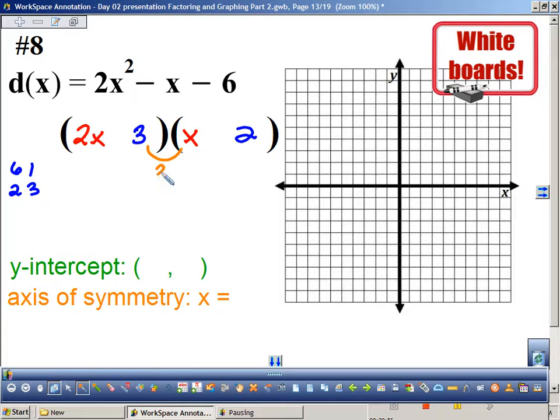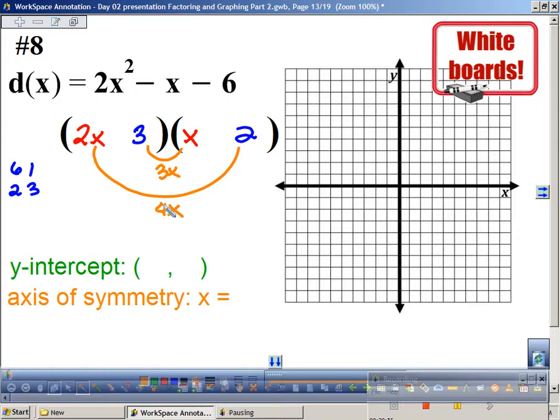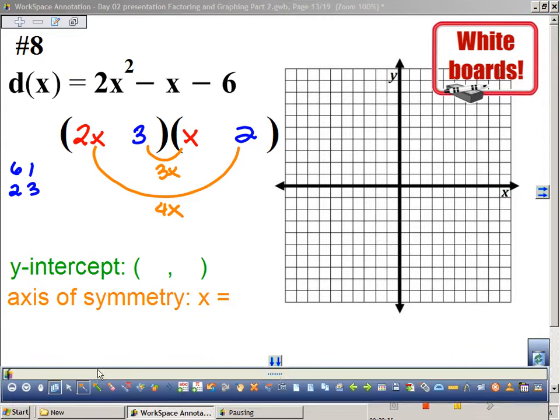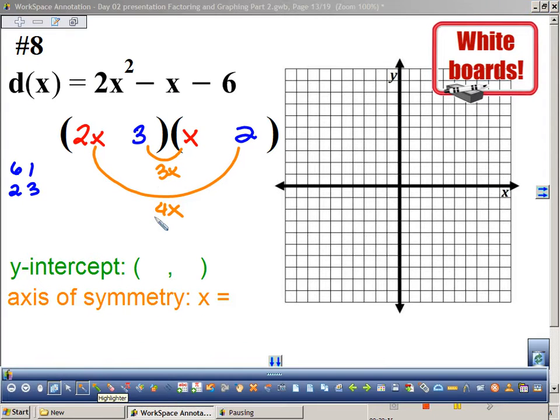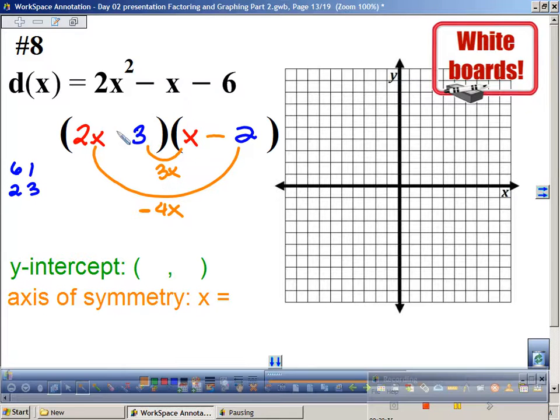It does matter, because look, this is 3x, and this is 4x. How could I make 3x and 4x negative x? Which one of these would have to be negative? The negative 4x. So let's follow the rainbows. Where is it going to go? It's going to go right there. The positive, where is it going to go? It's going to go right there.